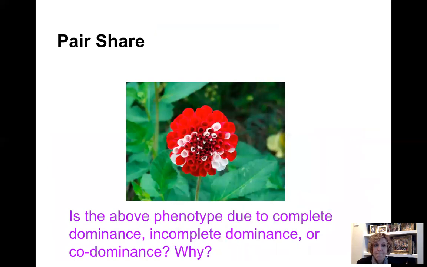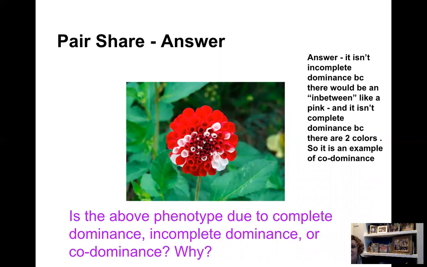So pause the video for a second, take a look at this flower, and then say to yourself, is this phenotype due to complete dominance, incomplete dominance, or codominance, and why? So pause the video and see if you can answer the question. And hopefully you got that the answer is not incomplete dominance because you would have had an in-between, like some kind of pink or maroon color. And it isn't complete dominance because there are two colors. So this is an example of codominance, where the white and the red are both equally dominant.